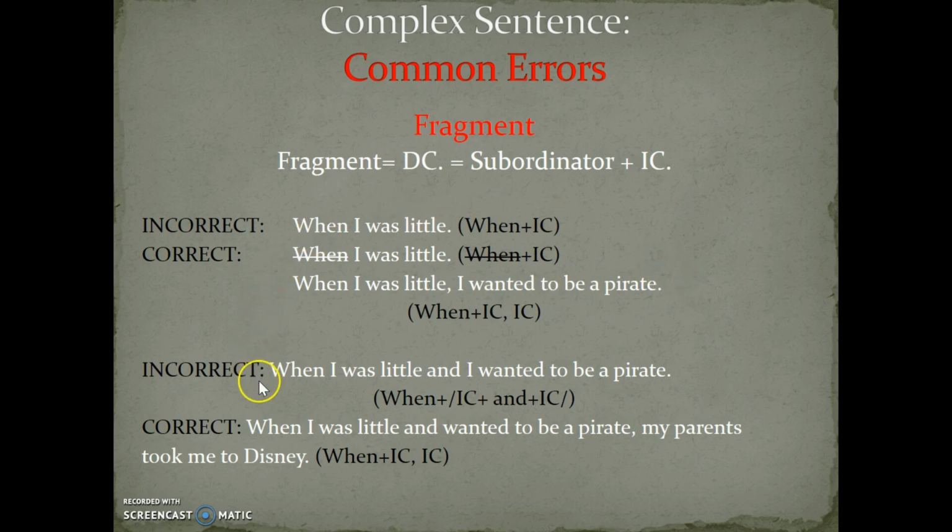Let's look at another example. "When I was little and I wanted to be a pirate." You begin your sentence with when, and you have two independent clauses here, connected only by when. It's a DC. Now, again, the easiest way to fix this, you eliminate when, and you put a comma before fanboys. "I was little, comma, and I wanted to be a pirate." Or you can add an independent clause. "When I was little and wanted to be a pirate, comma, my parents took me to Disney."